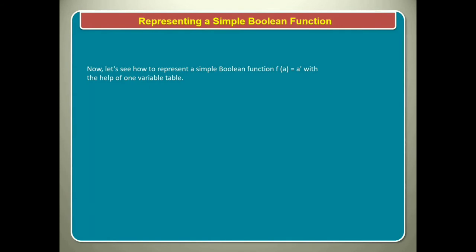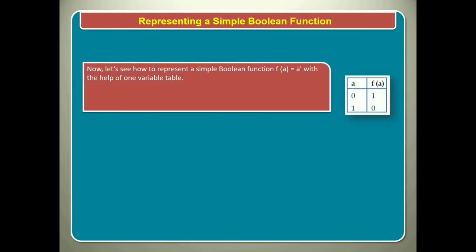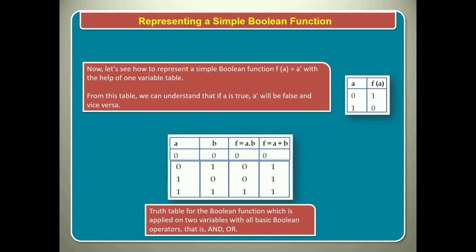Now let's see how to represent a simple Boolean function, f of a equal to a complement, with the help of a one variable table. As you can see in the table, the second column of the table gives the value of the Boolean function, that is, a complement. From this table, we can understand that if a is true, then the complement of a will be false, and vice versa. The truth table for the Boolean function, which is applied on 2 variables with the basic Boolean operators, that is, AND, OR, will be as shown on the screen.